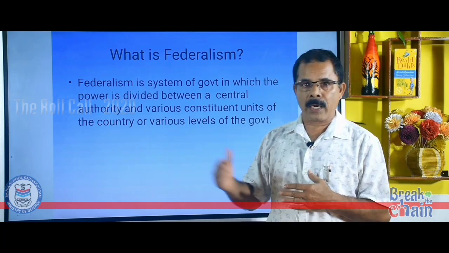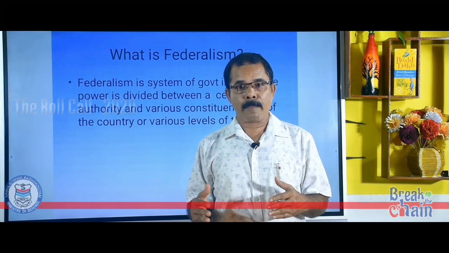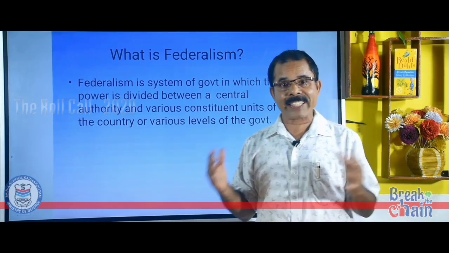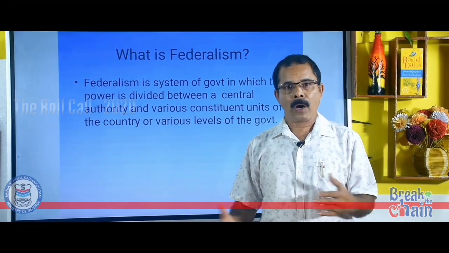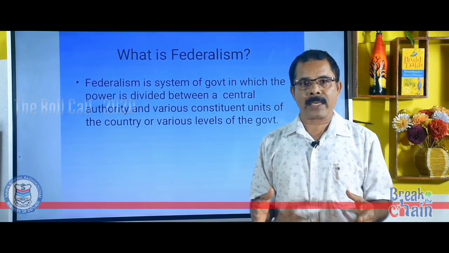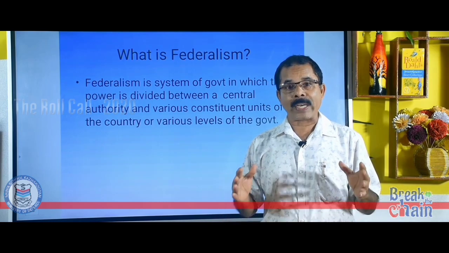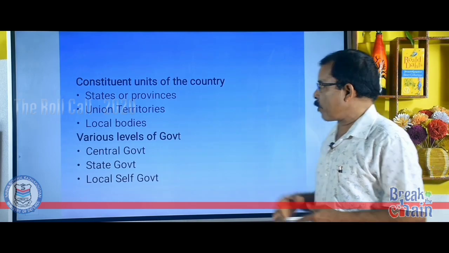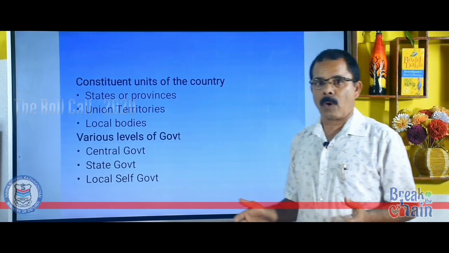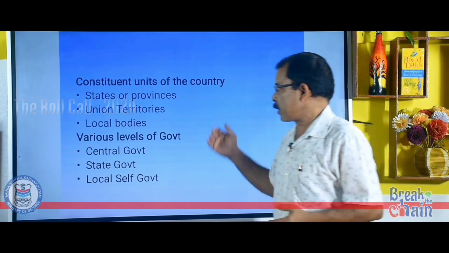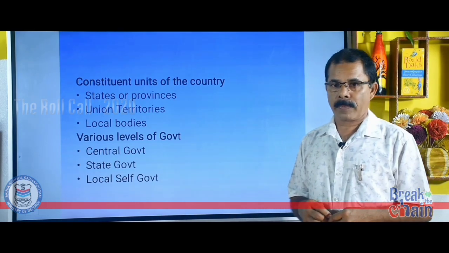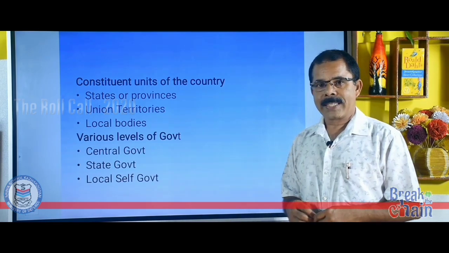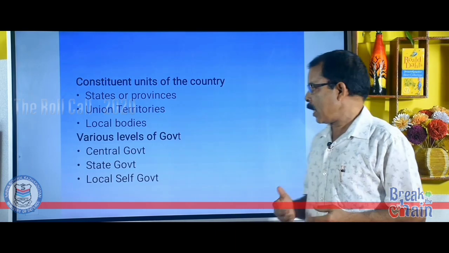Which means that in a country the power is shared between the central government which rules the whole country and its various units like the state government or the local governments. Now let us understand clearly what are the constituent units and the levels of government. The constituent units of the country are the states or provinces, the union territories and the local bodies. The various levels of government are the central government, state government and the local self-government.